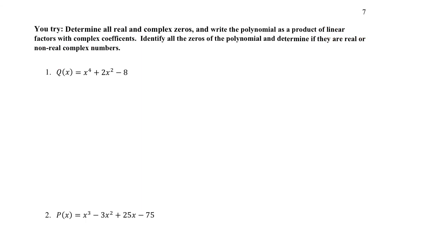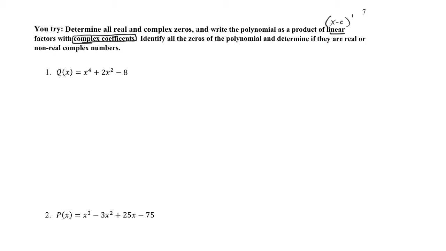Okay, so for this problem, we are going to determine all real and complex zeros, and then we're going to write the polynomial as a product of linear factors with complex coefficients. So again, complex coefficients means you can have imaginary numbers if you need to, but all the factors have to be to the first degree. Okay, we're going to identify all the zeros of the polynomial, and then we'll determine if those zeros are real or non-real complex.